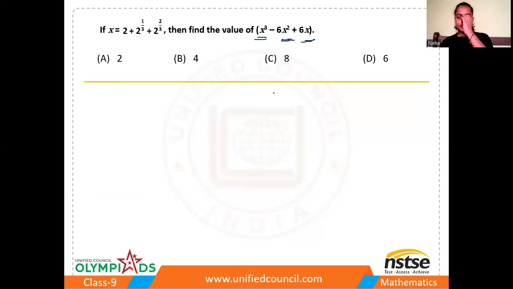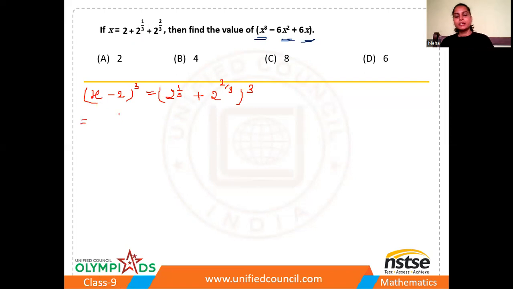So what can I do in this question? x is equal to 2 plus 2 to the power 1 by 3 plus 2 to the power 2 by 3, right? So can I write this like this? x minus 2 is equal to 2 to the power 1 by 3 plus 2 to the power 2 by 3. Yes, I can write this. Now let me do the whole cube. Basically in the last two terms, I can see the cube root. So to remove the cube root, the one thing I can do is take the full cube.